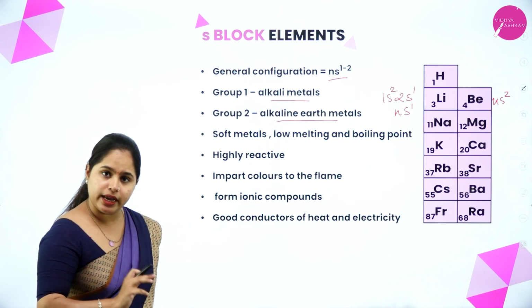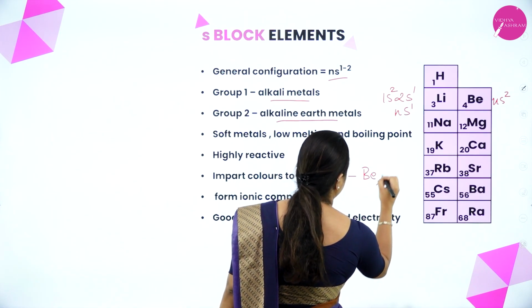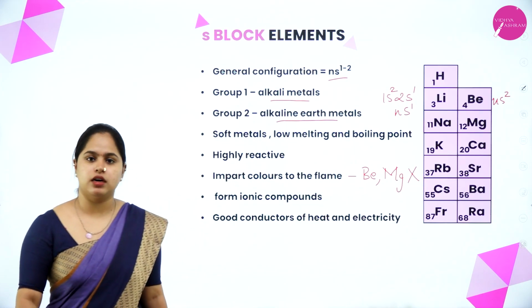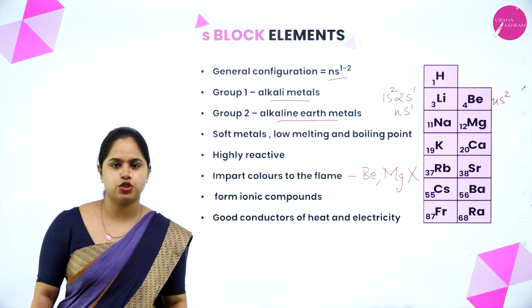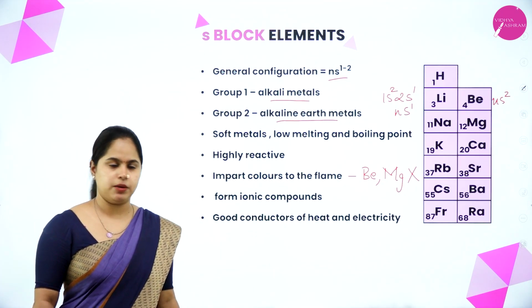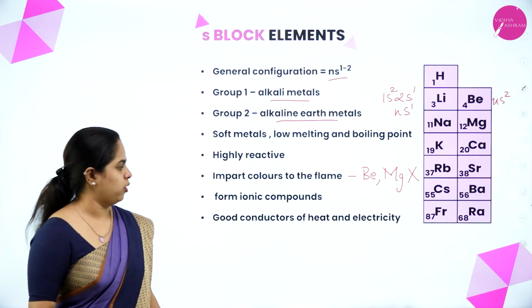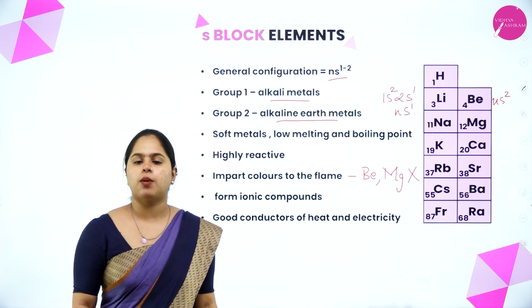Okay. So, there are exceptions for this, that is beryllium and magnesium. Beryllium and magnesium do not impart color to the flame. Other than that, all the S block elements will impart color to the flame other than beryllium and magnesium. And generally they form ionic compounds and they are good conductors of heat and electricity. So, this is about S block elements.